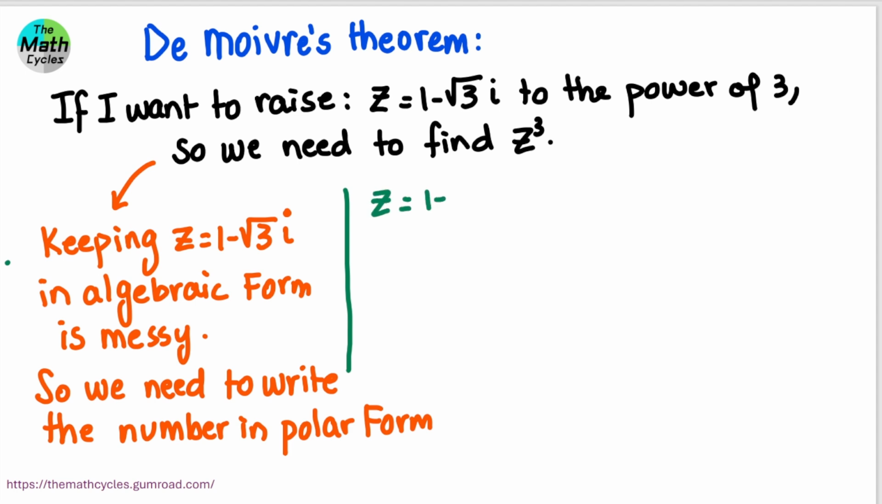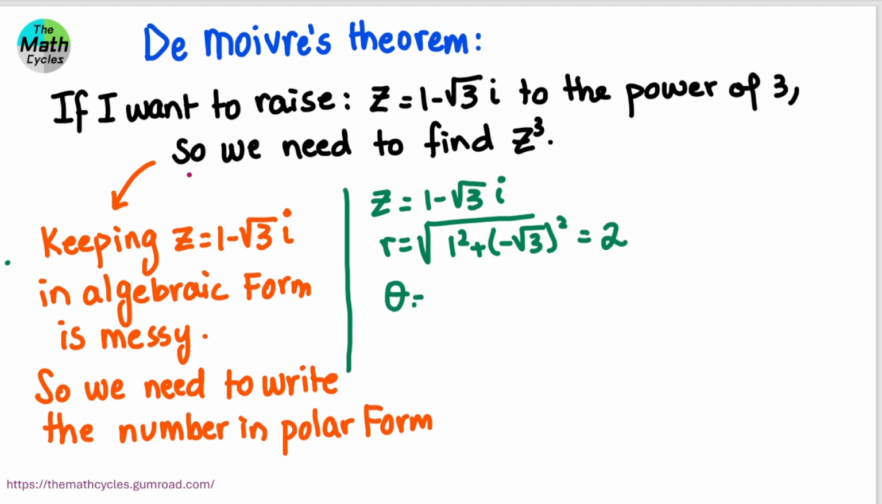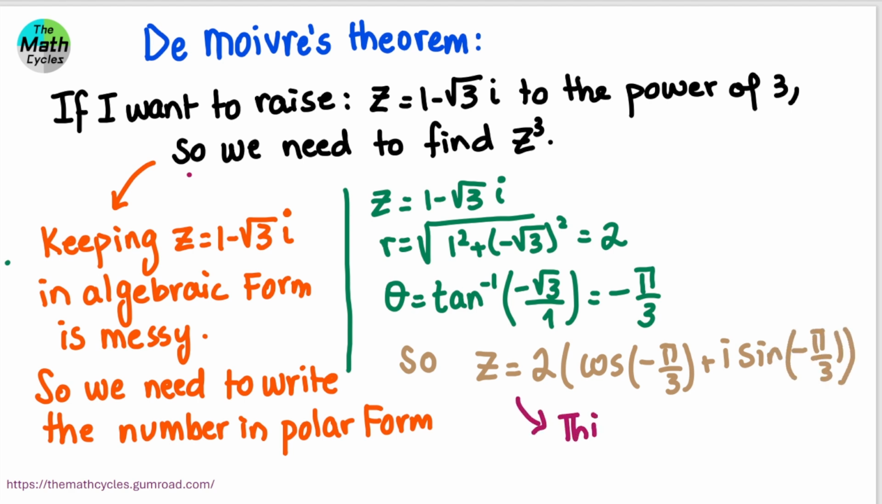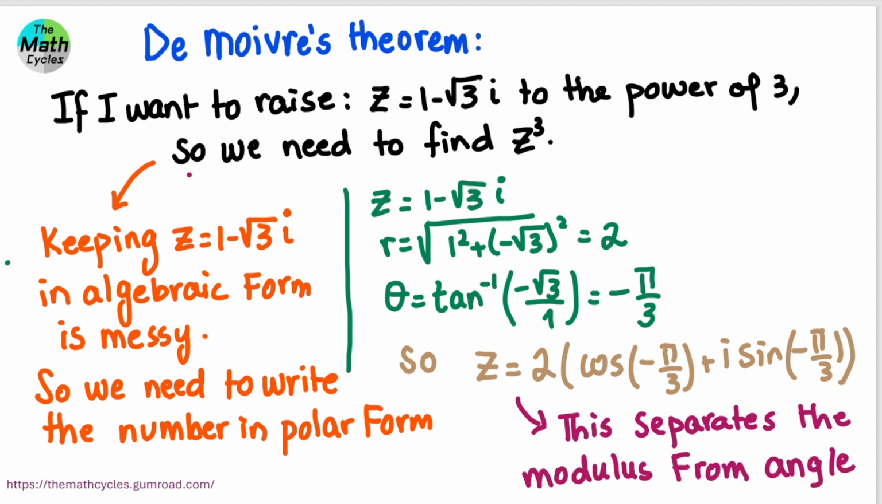z equals 1 minus radical 3i, so r equals the square root of 1 squared plus minus radical 3 squared, which equals 2. Theta equals tan inverse of minus radical 3 over 1, which equals minus pi over 3. So z equals 2 cosine minus pi over 3 plus i sine minus pi over 3. This form separates the modulus from the angle, and that's what we need to apply De Moivre's theorem.